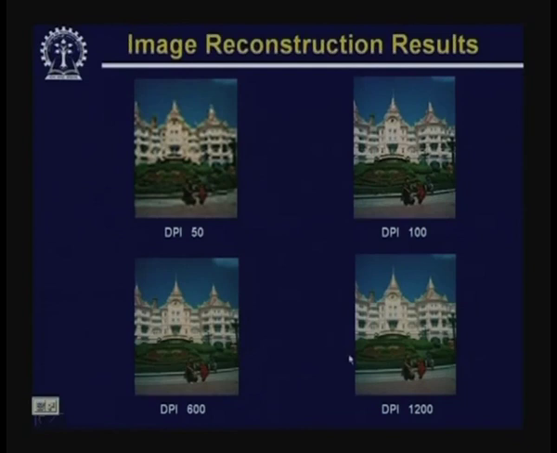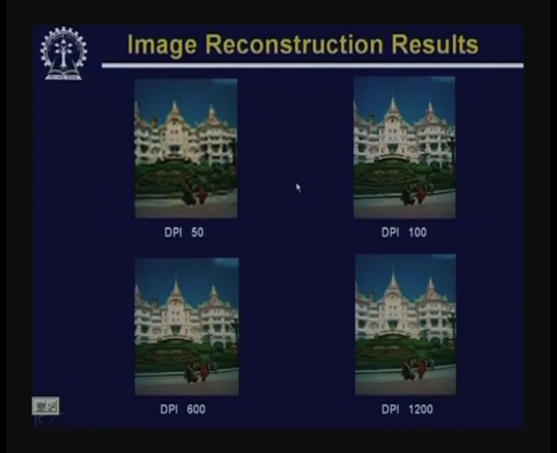Now, if we increase the sampling frequency further, going from 600 dots per inch to 1200 dots per inch, you find that the improvement in image quality is not as much as the improvement we got when we moved from 50 to 100 dots per inch or from 100 to 600 dots per inch. So, it shows that when your sampling frequency is above the Nyquist rate, you are not going to get any improvement in image quality, whereas when the sampling frequency is less than the Nyquist rate, the reconstructed image is very bad.